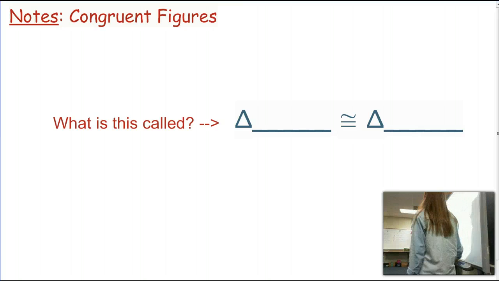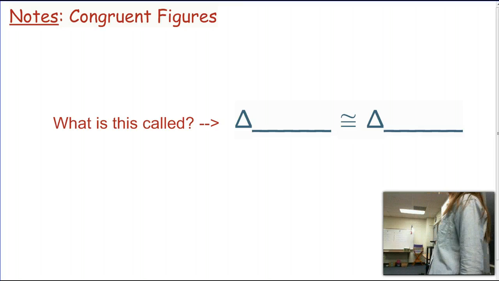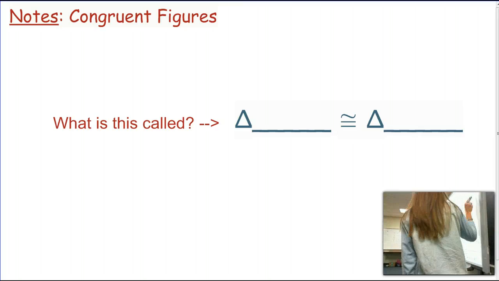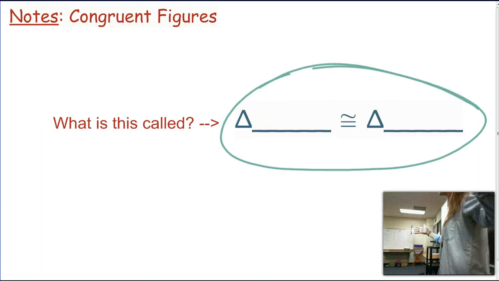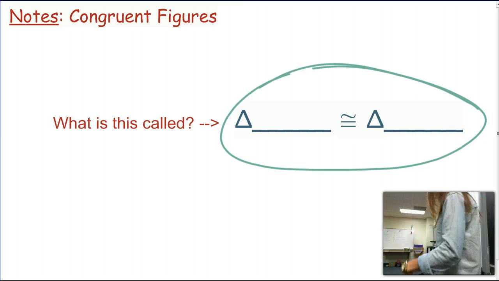All right, last slide of my lesson. On the count of 3, everyone yell what this is called. Not that, but that. 1, 2, 3. Congruence statement. Everybody say it. 1, 2, 3. Congruent statement. Okay.